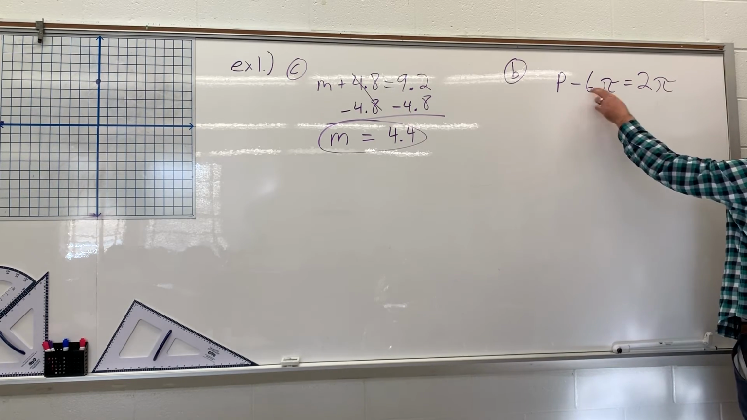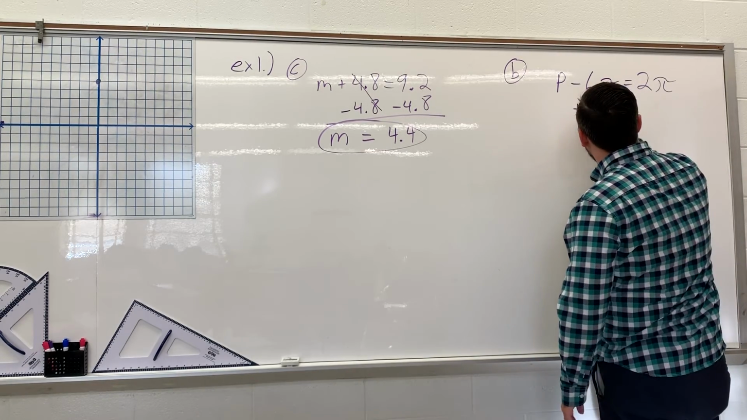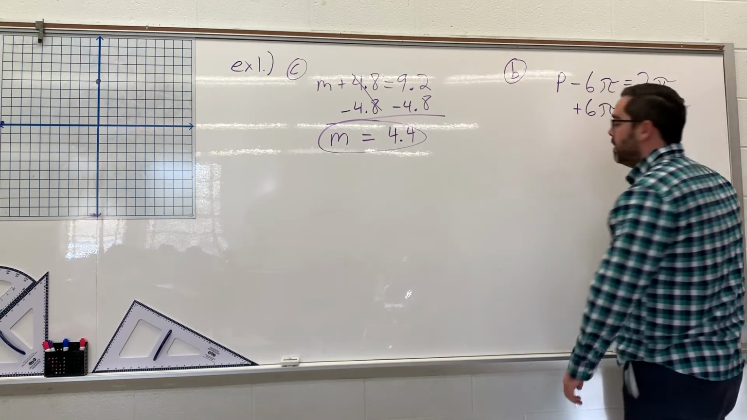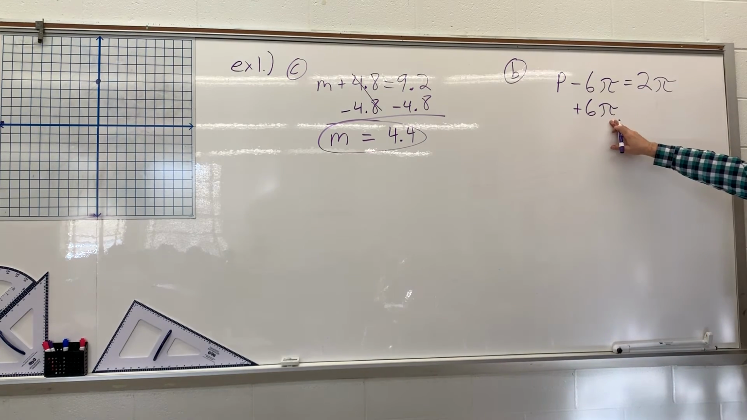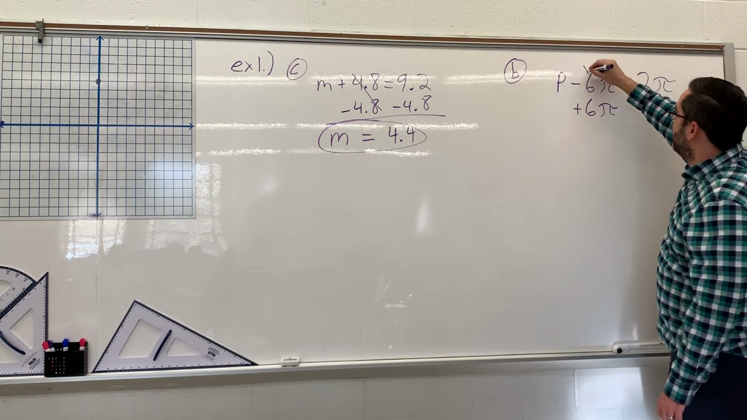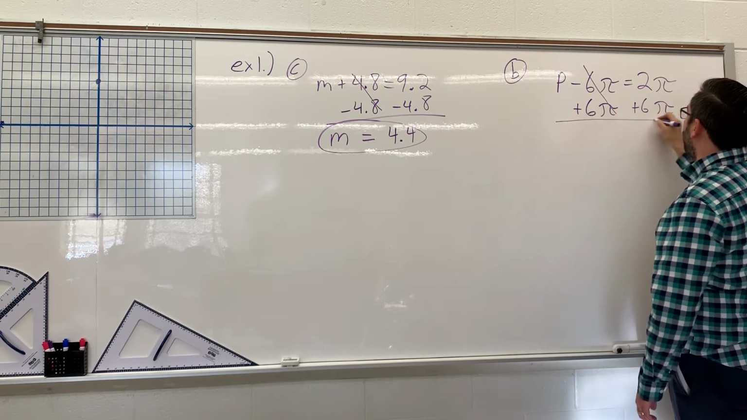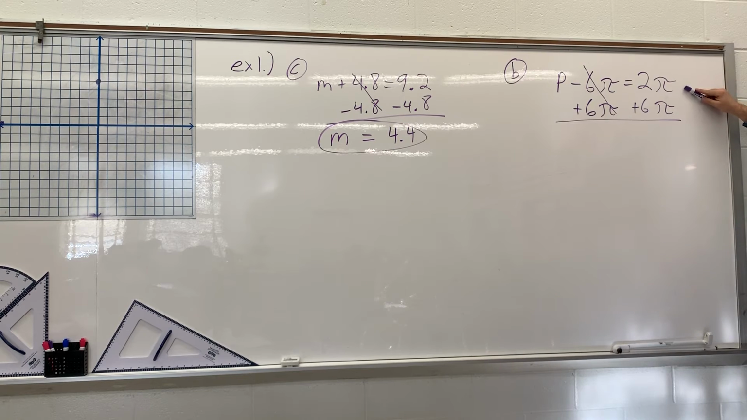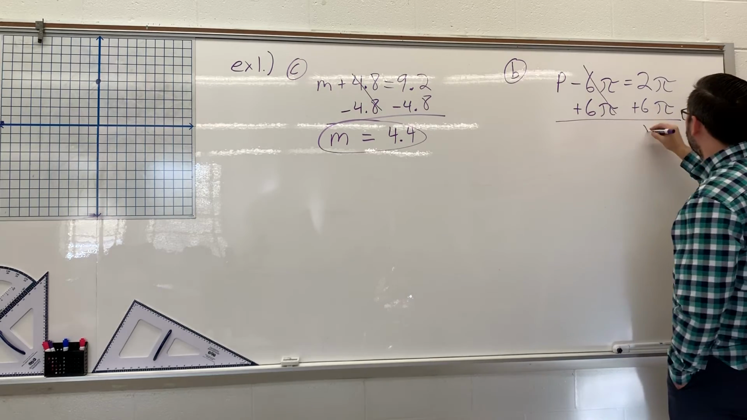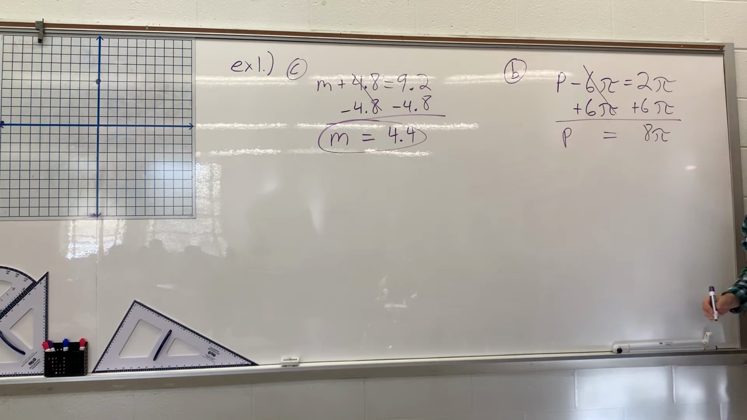If this was just p minus 6 equals 2, what would I do to both sides? Add 6. But we're not going to add 6, we're going to add 6 pi. If you have 6 pi's and you subtract 6 pi's, how many pi's do you have? 0 pi's. No pi's. All right, so these are 0 pairs. Okay, if you have 2 pi's and you're adding 6 pi's, we have 8 pi's. And we're done.